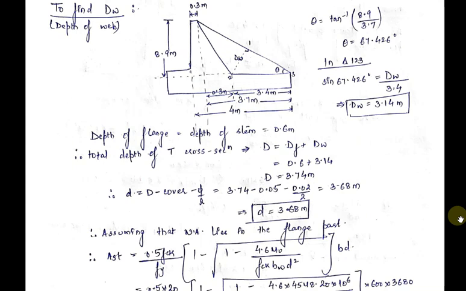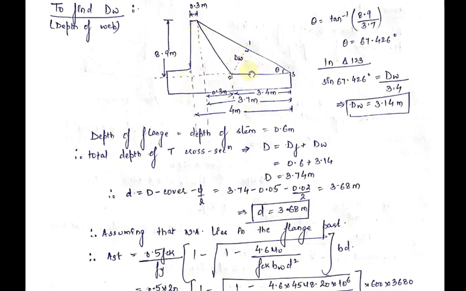Now let's come to the next portion. Now we will find out the total depth of the web. As we studied in the previous section, the total depth of the web is the maximum perpendicular distance. So now we have to find out this maximum perpendicular distance.